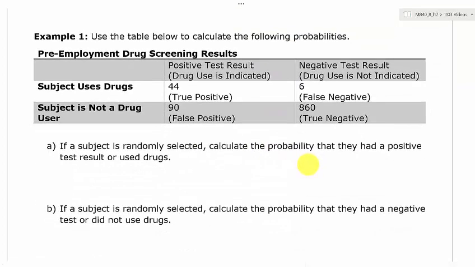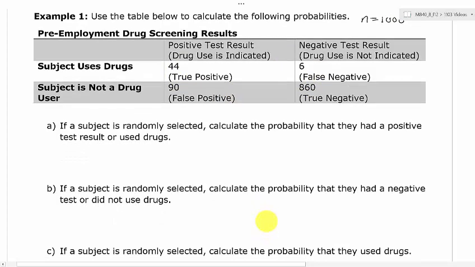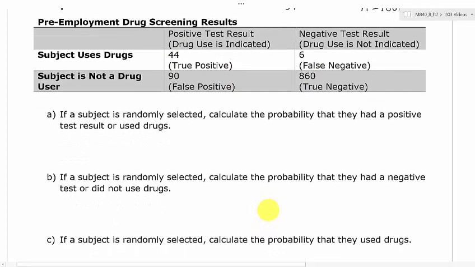So in our first example, we're going to use this table. We saw this table before. There is a total of 1,000 people in this table. So if you add 44, 90, 6, and 860, that total is 1,000. And so we're going to compute some probabilities using this table.